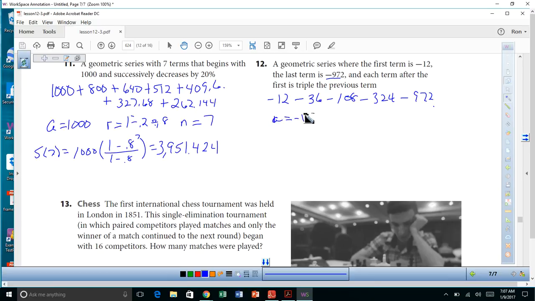A equals -12, R equals 3, 1, 2, 3, 4, 5, N equals 5. So S of 5 equals one minus 3 to the 5th power over 1 minus 3. And I get -1,452.